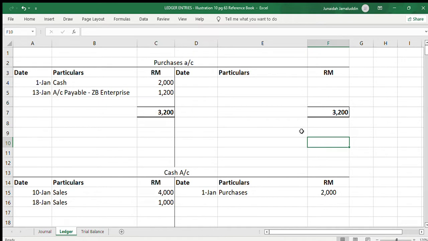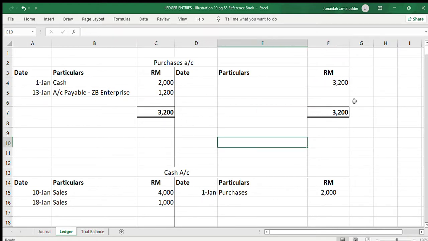Okey, so kita tengok belah mana yang kurang amount dia. Belah yang kurang amount adalah di sebelah kredit. Sebelah kredit ni kita ada kosong. Jadi kita kena letakkan amount yang kurang tu di sebelah kredit. Di sebelah kredit kita ada kurang sebanyak 3,200. So we have to put the amount 3,200 at the credit side.